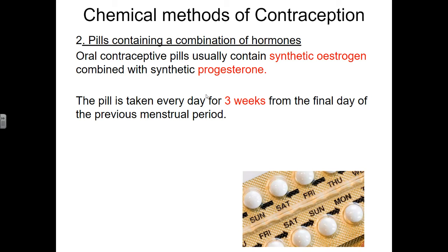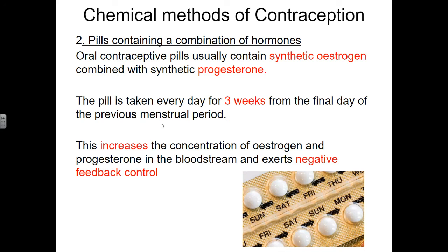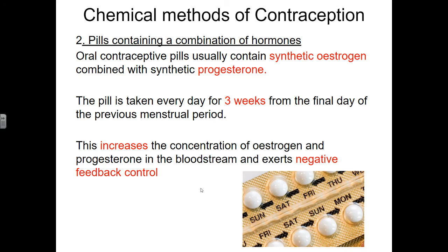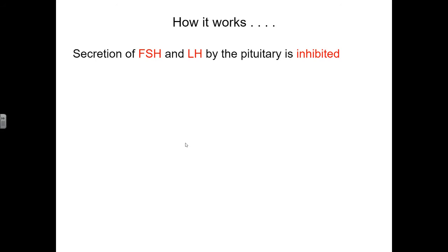So the oral contraceptive pill, or the OCP, usually contains synthetic estrogen with synthetic progesterone. So this has both. The pill is taken every day for 3 weeks from the final day of the previous menstrual period, so from the bleeding finishing. This increases the concentration of estrogen and progesterone, and we know that will exert a negative feedback control. So when we were doing IVF, we put artificial LH and FSH in because that got past negative feedback. This causes negative feedback. That's how it works.